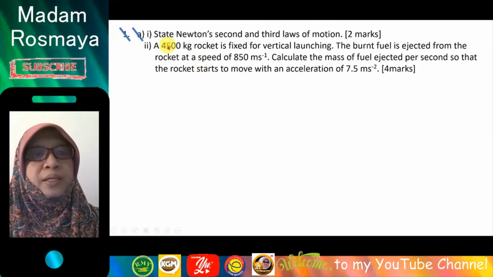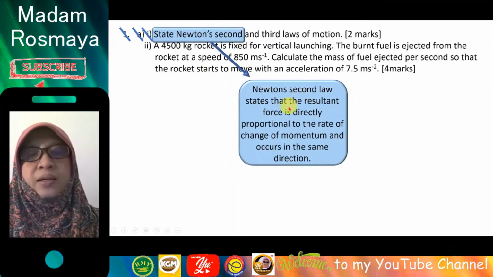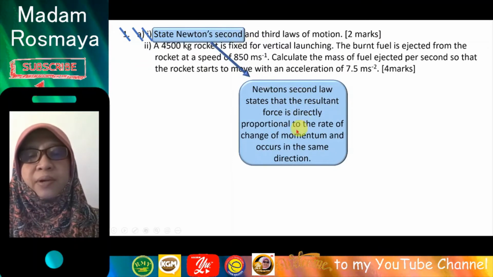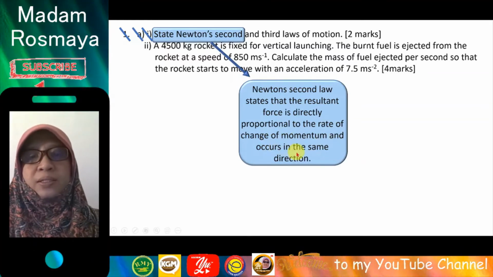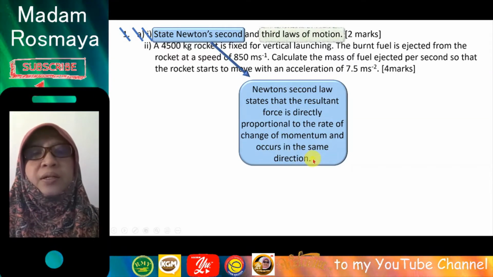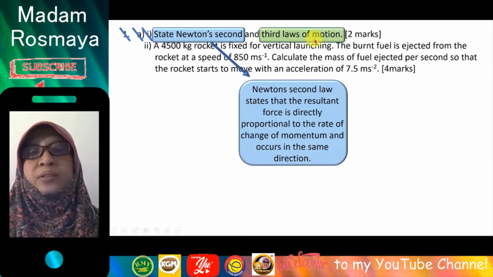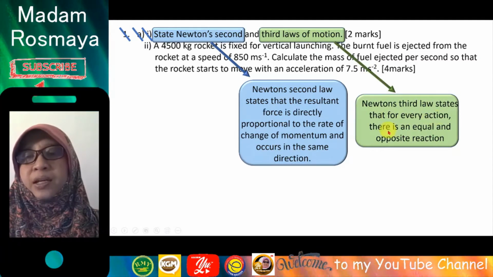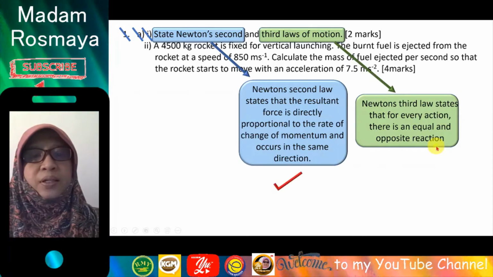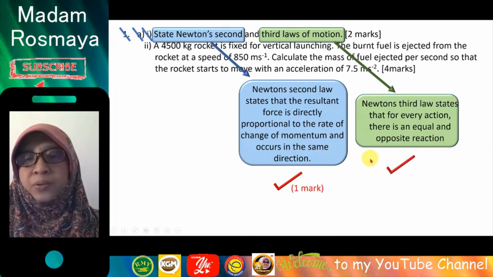Okay, question 1A1. Newton's second law states that the resultant force is directly proportional to the rate of change of momentum and occurs in the same direction. And Newton's third law of motion states that for every action there is an equal and opposite reaction. Each of these statements gives you 2 marks.